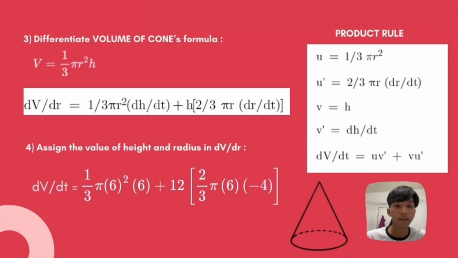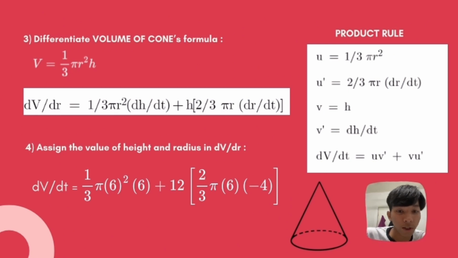So the third step is to differentiate the volume of cone formula, which is V equals 1/3 pi r squared multiplied by h. So it will be dV/dt equals 1/3 pi r squared dh/dt plus h multiplied by 2/3 pi r dr/dt.